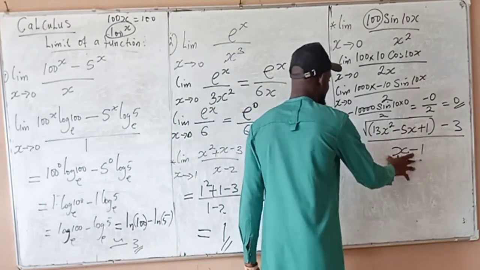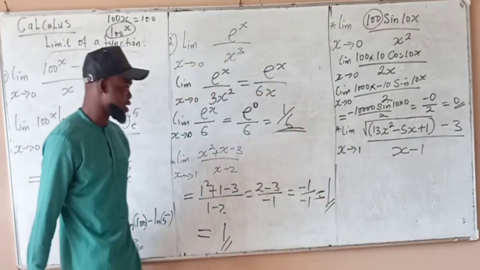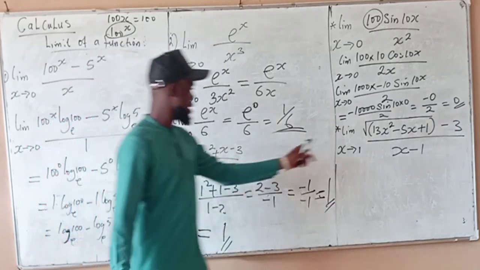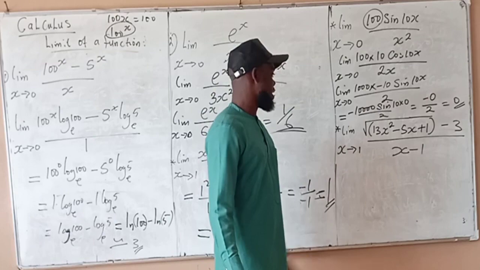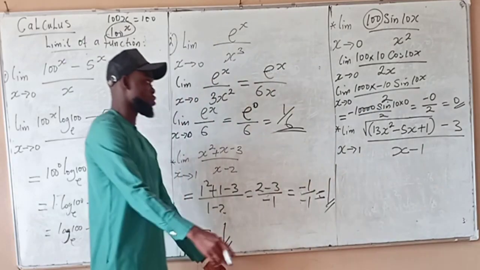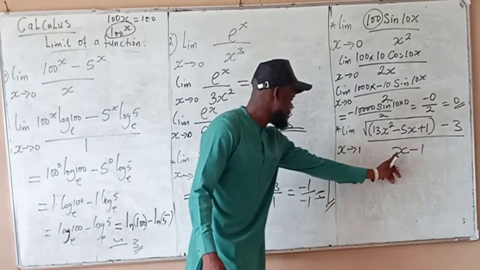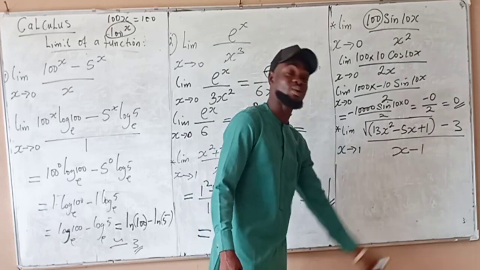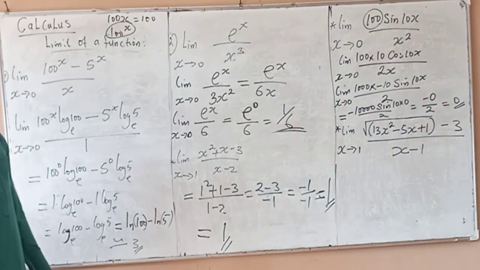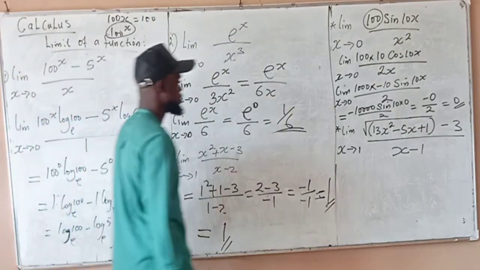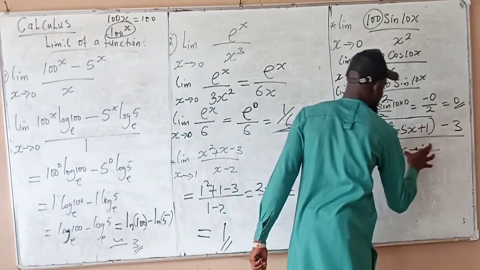Now let's try this last question. This last question here is the limit of the function as x approaches 1. The limit of this function becomes what? Anyway, put in 1. From the square root, 1 minus 1 is 0, there's a problem. If you put 1 directly, it doesn't give us a number. So we are going to differentiate. We are going to differentiate this, and this.